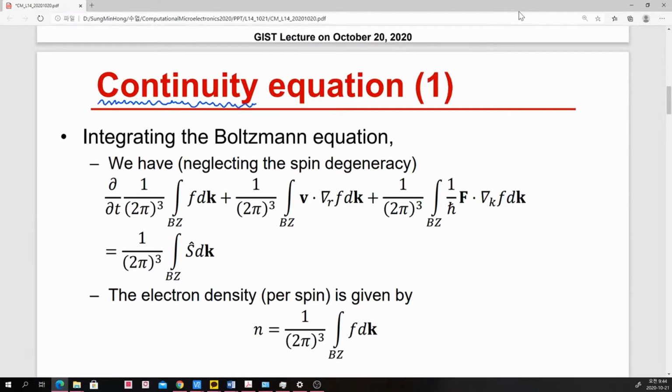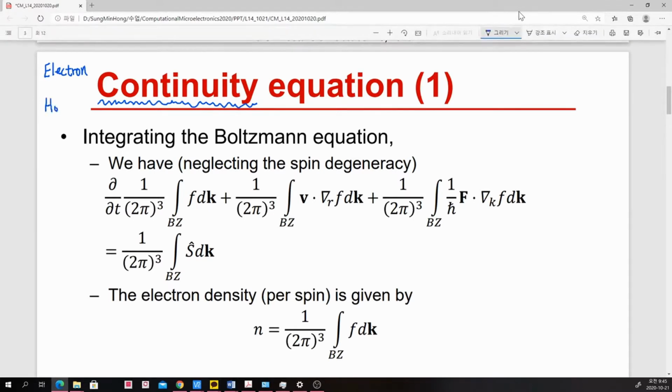Of course, the continuity equation can be applied to many different physical quantities. So in this case, we have to specify that we are now talking about the electron continuity equation. Because we are now talking about electrons, and if we are doing it for holes, then we will have a hole continuity equation. So please think about the definition of electron density.